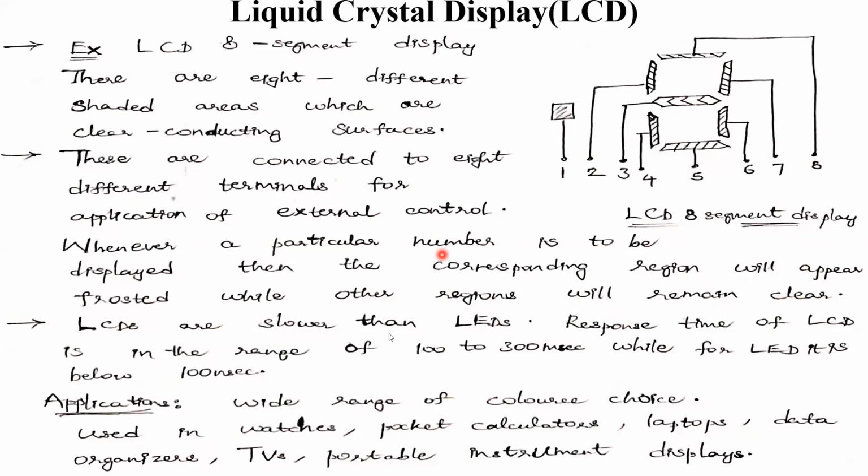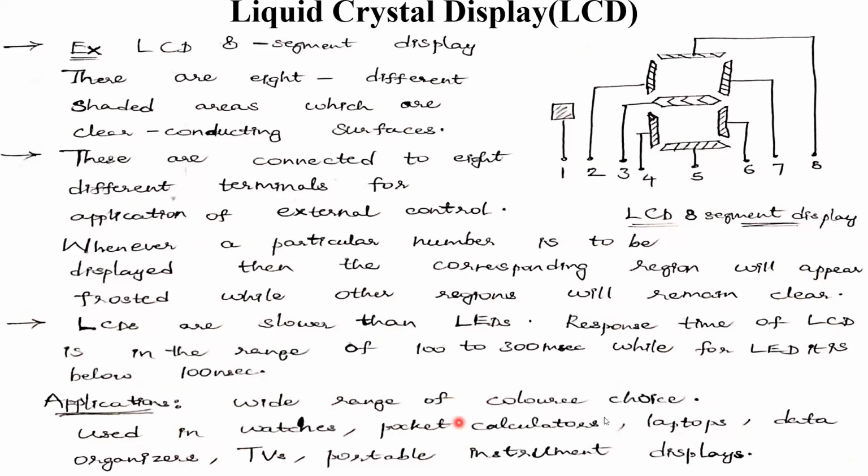LCDs are slower than LEDs. Response time of LCD is in the range of 100 to 300 milliseconds, while for LEDs it is 100 nanoseconds. LED will respond much faster when compared to these LCDs here. This is the basic concept of LCD. And we will go to the applications of LCD.